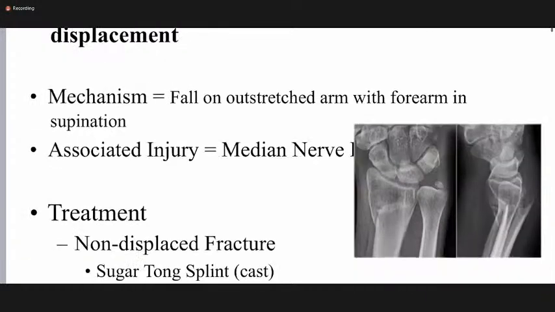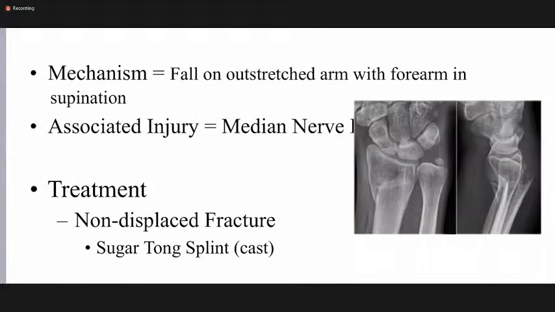Treatment, again, is similar. If non-displaced, you put a plaster. If displaced, you do closed reduction and cast. And if it is unstable, not holding well in the cast, you may put K-wires, or you do open reduction and internal fixation and put plate and screws.